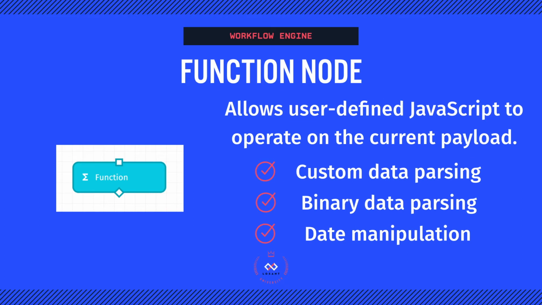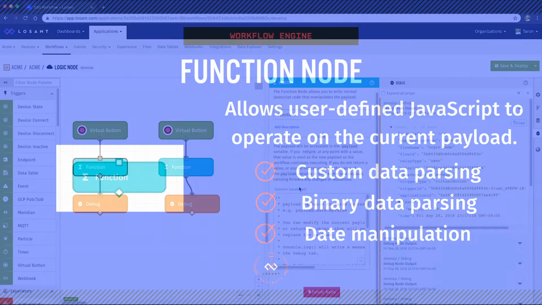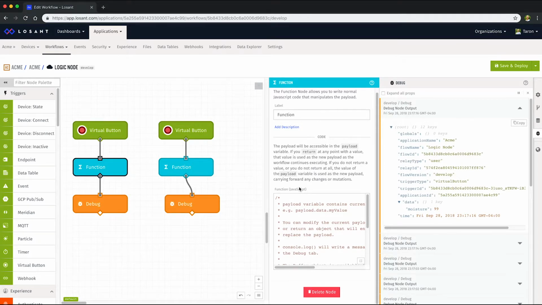The last node that we're going to talk about is the function node, which allows you to write vanilla JavaScript that manipulates the payload. Writing JavaScript gives you the ultimate power within the workflow engine. We really see the node being helpful in 3 main ways: custom data parsing, binary data parsing, and date manipulation. These are just the things that will be hard or pretty much impossible to do in the workflow engine, but you have the function node here to fill in the gaps. So first and foremost, the function node only supports JavaScript. So if you aren't familiar, there is a ton of resources online that I will include in this video's description to help you get up to speed.